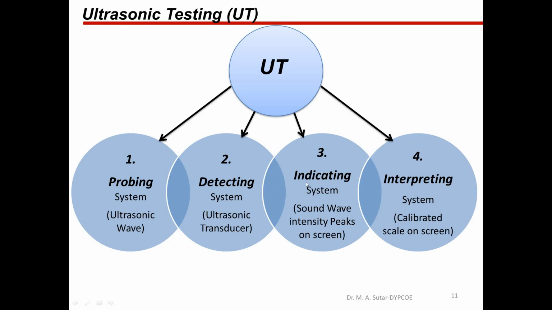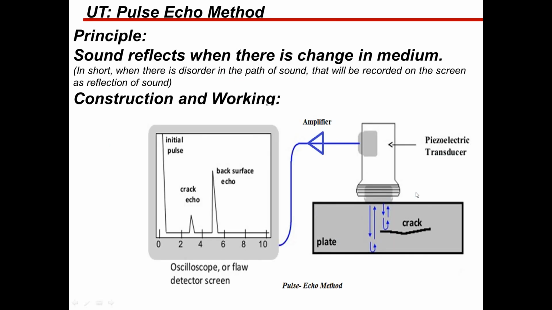This particular ultrasonic wave, which is reflected or transmitted, will be recorded by the ultrasonic transducer as an interpretation or as a pattern of that particular sound. Next is interpreting the result. The results can be interpreted automatically, or it can have the calibration and all those things.